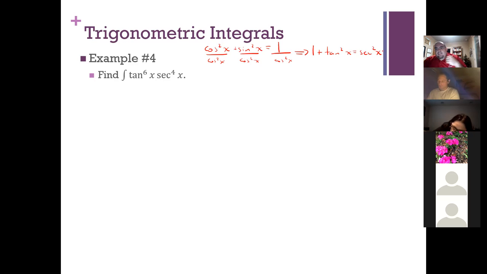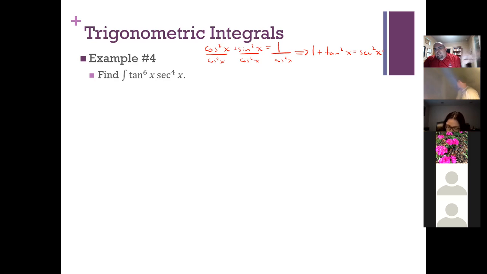Looking back on the last examples we did, you can trade two powers of sine for two powers of cosine and vice versa. And now we're seeing from this other identity, we can trade two powers of tangent for two powers of secant and vice versa. With sine and cosine, if it didn't jump out at you, that's fine. We've only done a couple of these.